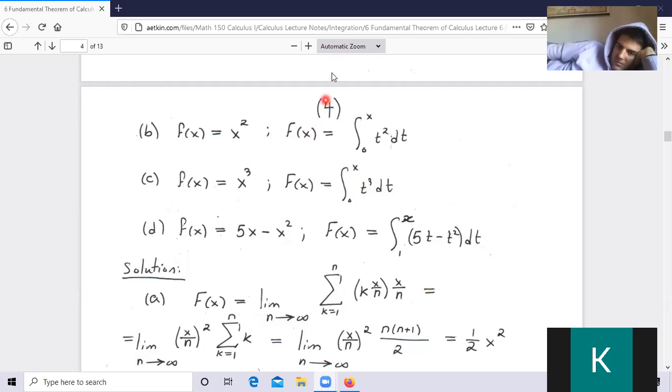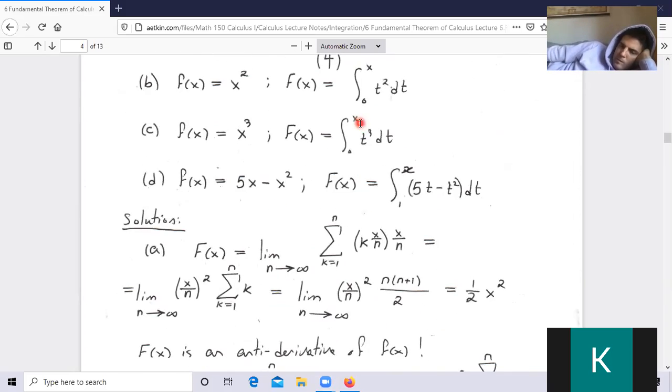This ugly looking thing is nothing more than 1/4 x to the 4. They are the same function. You understand? It's just another name for that function. It's an antiderivative of x to the 4. Are you following me?